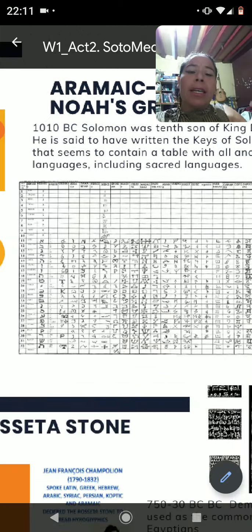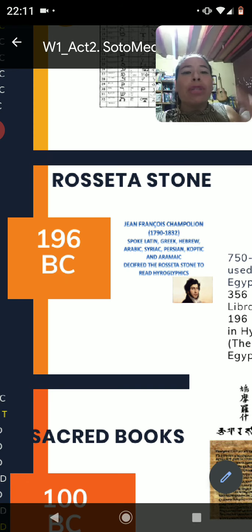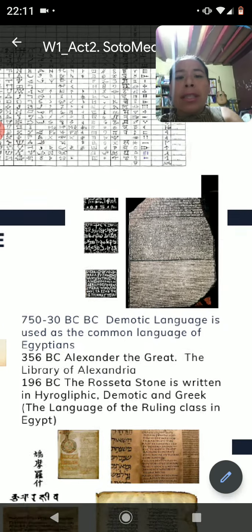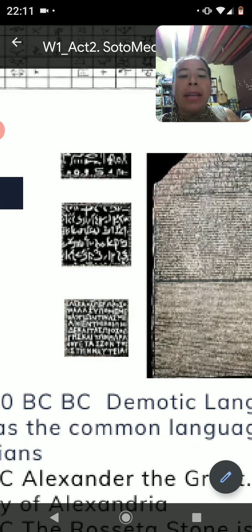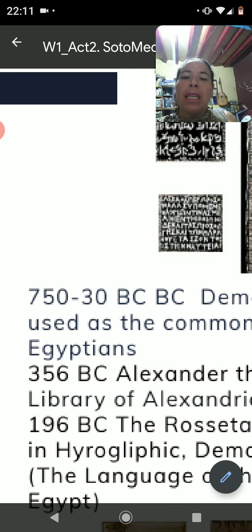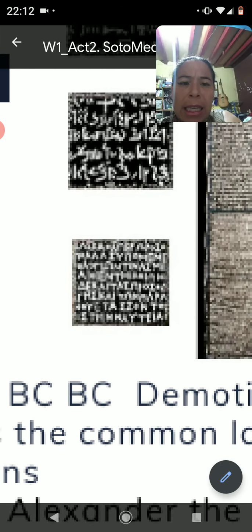And here we have an important finding that was made during Napoleonic times. Although it was not translated and nobody knew how to translate it, the Rosetta Stone is dated from 200 before Christ. The Rosetta Stone was written in three languages. The Demotic language was used in Egypt after 750 before Christ. And then we have the hieroglyphics, and we also have Greek.